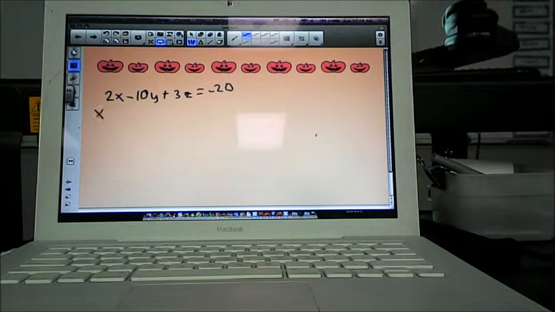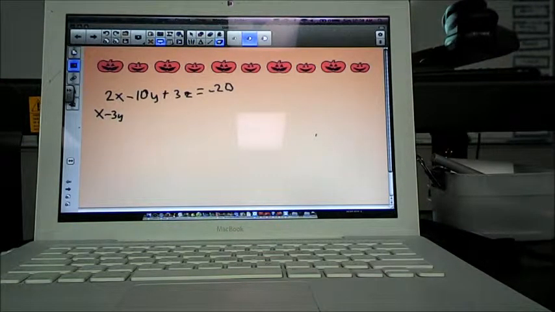And for the second equation, we have x minus 3y plus 7z equals 0.